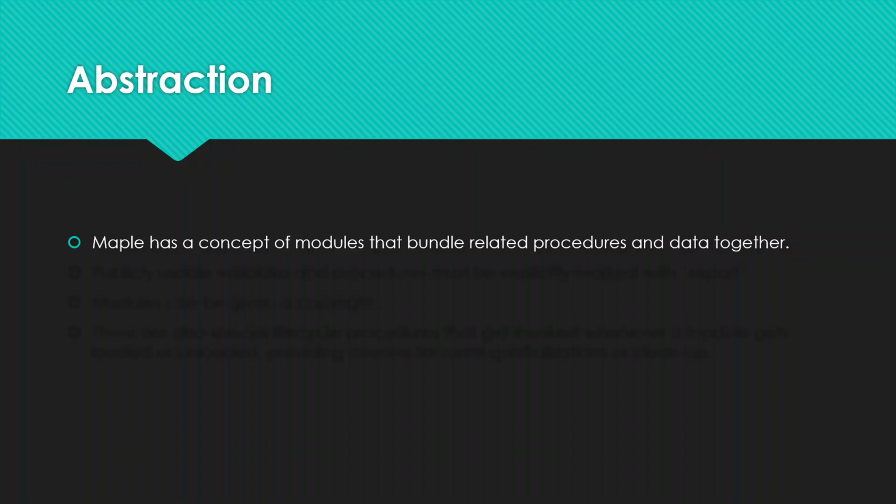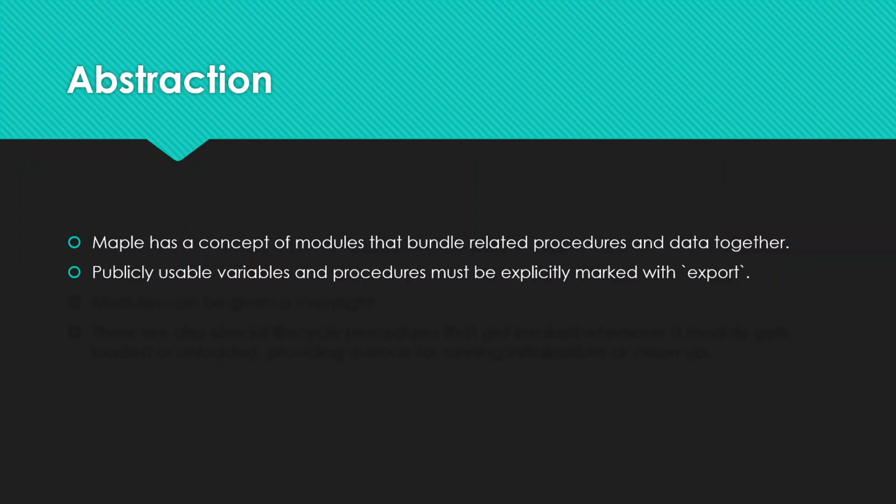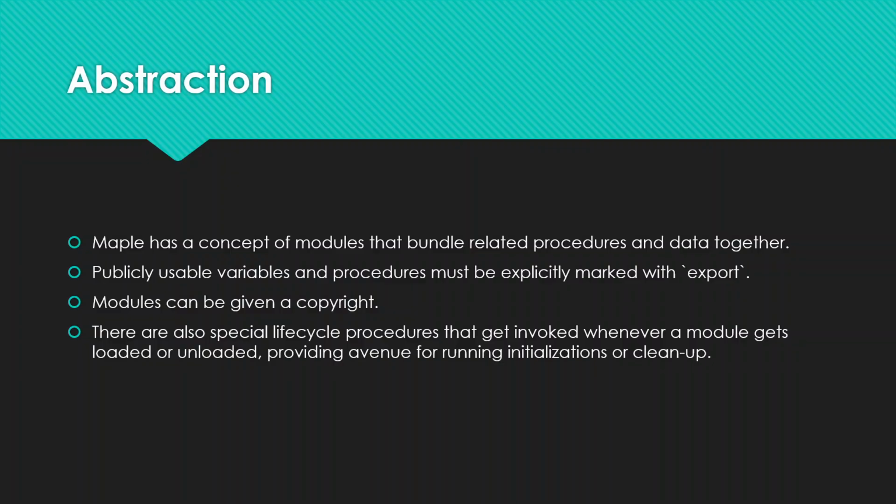For abstraction, Maple has a concept of modules that bundle together related procedures and data. Publicly usable variables and procedures must explicitly be marked with export. Modules can be given a copyright. This is something new to me, but it makes sense given Maple's closed source nature. Another thing is that there exist special lifecycle procedures that get invoked whenever a module gets loaded or unloaded, providing an avenue for running initializations or cleanup.